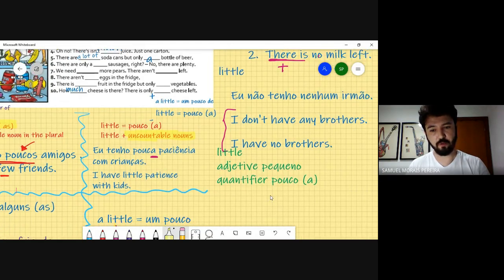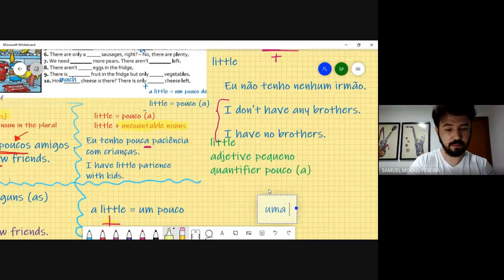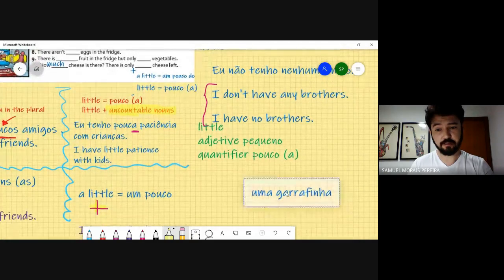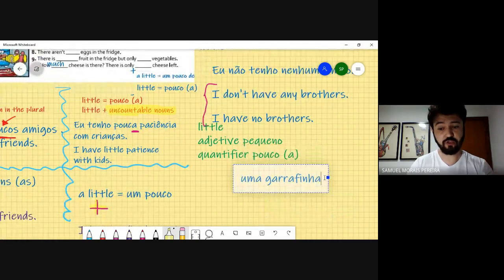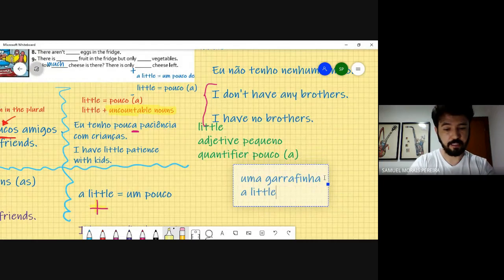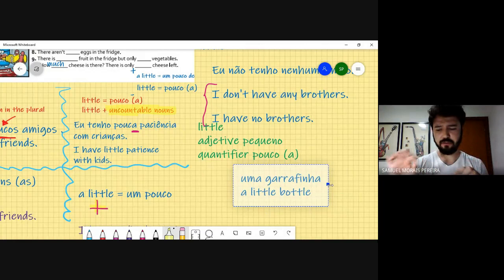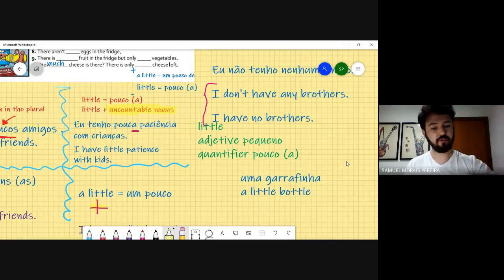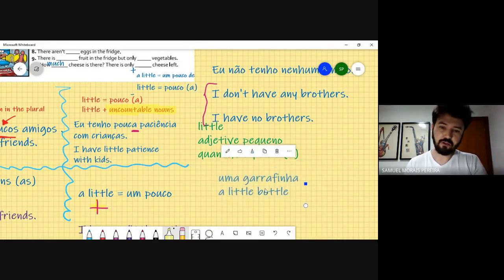Eu até poderia falar assim, uma garrafinha. Ó, uma garrafinha. Aí eu teria a palavra little antes da palavra bottle, mas eu estaria fazendo o diminutivo, ó. A little bottle. Tipo assim, eu guardo essa garrafinha aqui toda bonitinha que eu ganhei de não sei quem. Quando você tem, sabe, um certo carinho por algum objeto, você usa a palavra little para indicar o tamanho dele, mas ao mesmo tempo indicar um certo carinho com aquilo. Em inglês a gente usa little para esses casos. Então ficaria assim, ó, a little bottle.